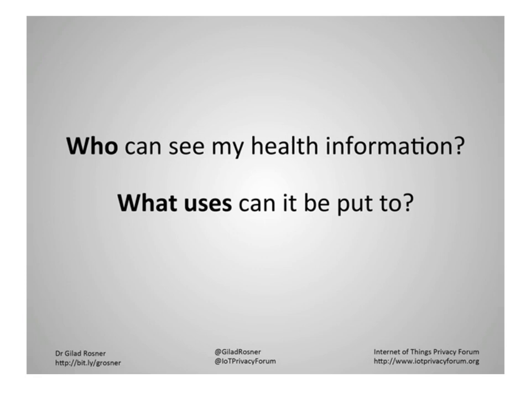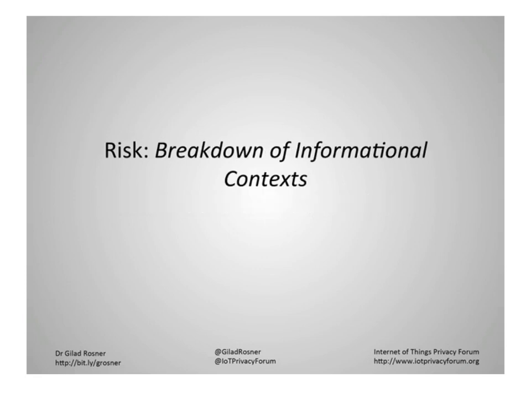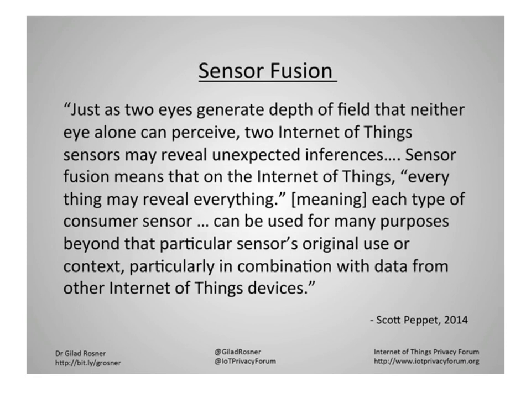One theme that emerges from the risks we've been discussing is the blending of data from different sources and different facets of people's lives. From enhanced monitoring, we get the concept of sensor fusion. Legal scholar Scott Peppet writes, just as two eyes generate depth of field that neither eye alone can perceive, two Internet of Things sensors may reveal unexpected inferences. Sensor fusion means that on the Internet of Things, everything may reveal everything, meaning each type of consumer sensor can be used for many purposes beyond that particular sensor's original use or context, particularly in combination with data from other Internet of Things devices.